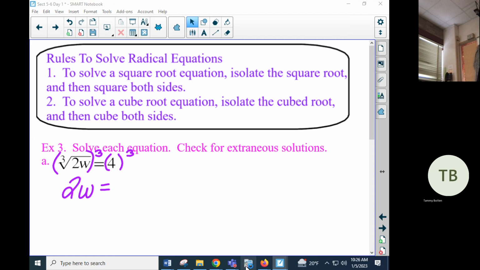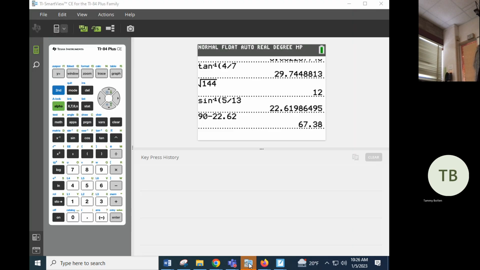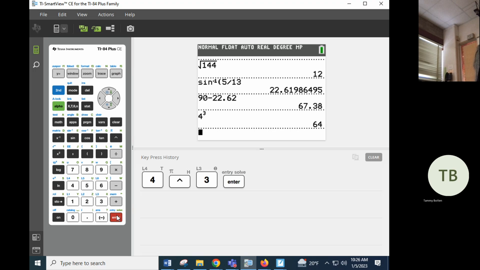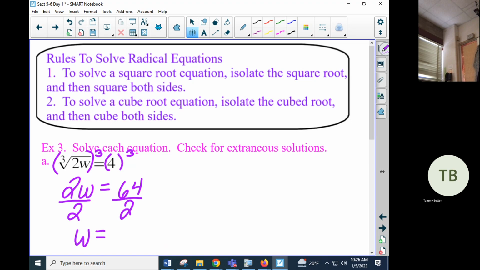If you're unsure, because sometimes you're going to have some cubes that you're not sure about, you can use a calculator. Most calculators will have this caret looking thing. So if you just go 4 up arrow 3, that is 64. You also could just go 4 times 4 times 4. That would be 4 cubed also. So this is 64. We divide by 2, and w is 64 divided by 2, which is 32.